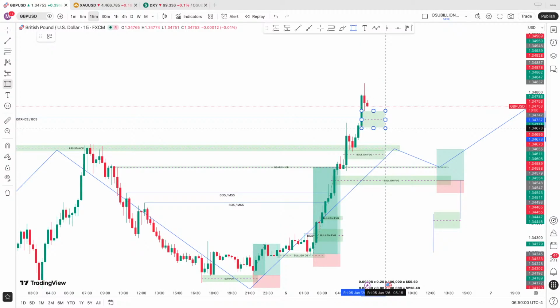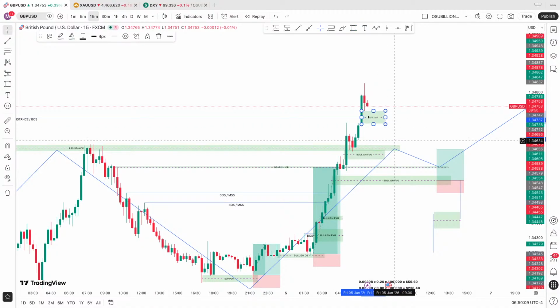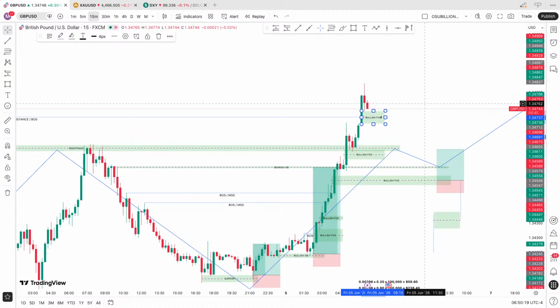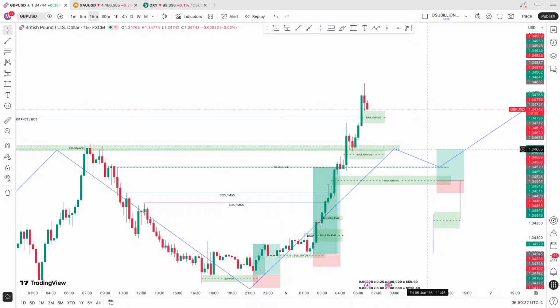See, fair value gaps are very strong. Other blocks are very strong. But at the moment you are seeing a lot of fair value gaps, just know that you are in for a long run. So this is a bullish fair value gap. And this is what the market has presented to us. Let us be grateful to God for such a wonderful setup.